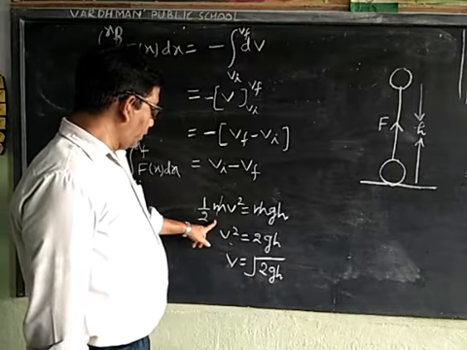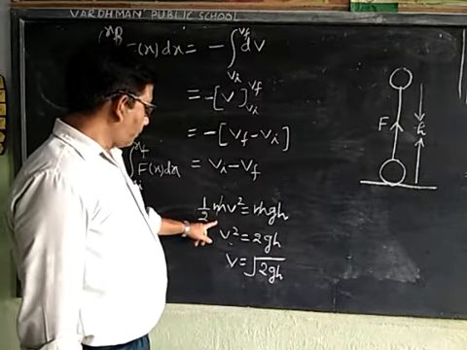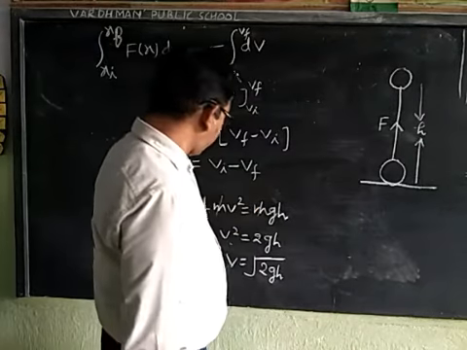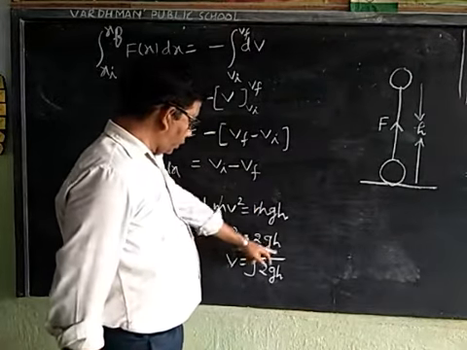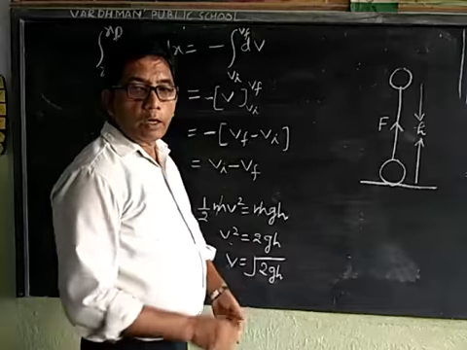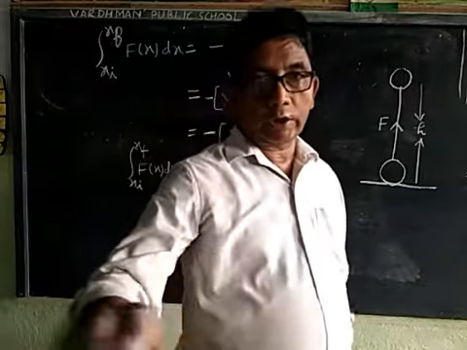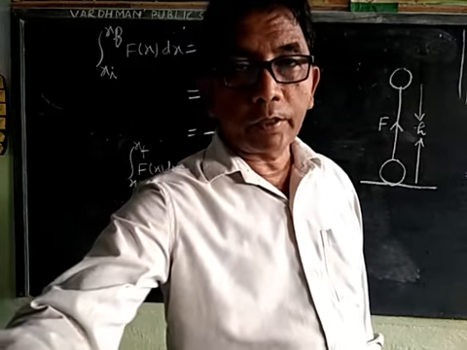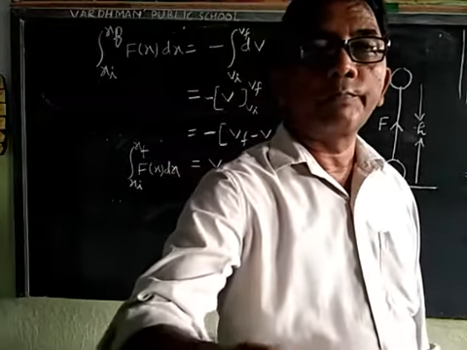Kinetic energy of the body reaching the ground is half mv square is equal to mgh. We will cancel m from both sides, that is v square is equal to 2gh and v is equal to under root 2gh. Now we will solve some numerical problems.